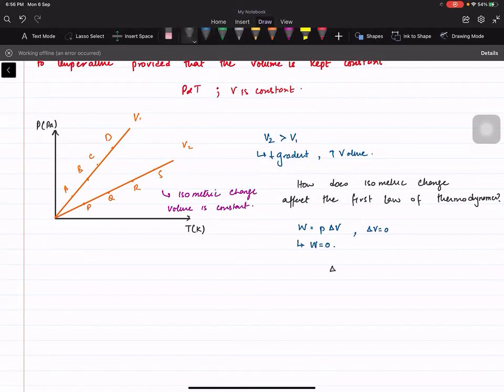And if work done is zero, our main equation is that the increase in internal energy is given by the energy applied to the system and work done, which means that if work is zero in isometric change, then it will be equal to just Q. So whatever heat you supply, it is going to increase internal energy. If you remove heat, it is going to decrease internal energy. Did you understand, my children? Good. Is it clear? It doesn't seem too difficult, does it? No, sir.